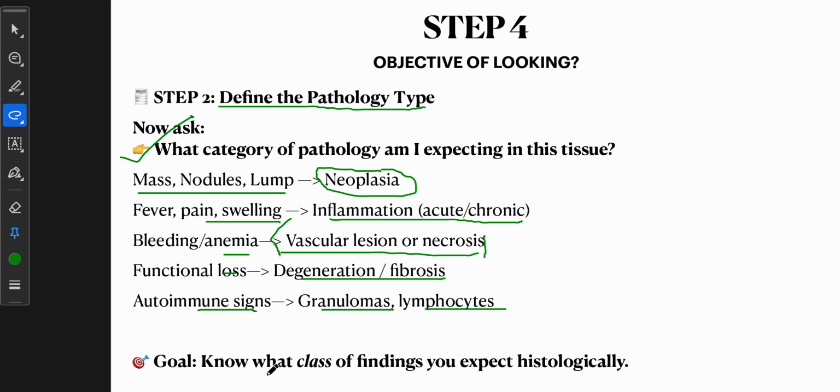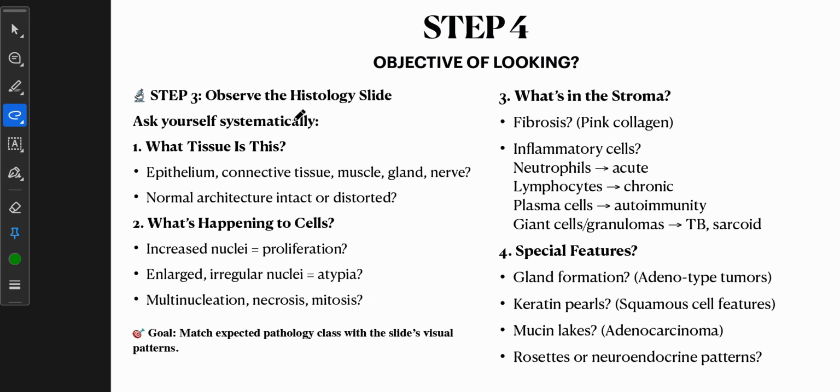So know what class of findings you expect histologically. Now you know what class of findings in these categories you have there, right? Now, step 3. Now you have to observe the histology slide. Now ask yourself systematically, what tissue is this? Is it epithelium, connective tissue, muscle, gland?